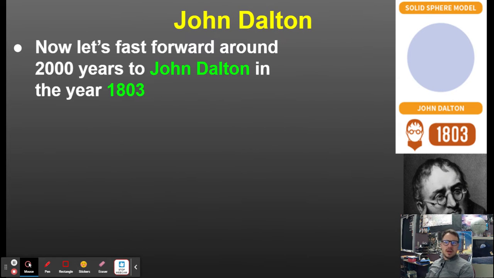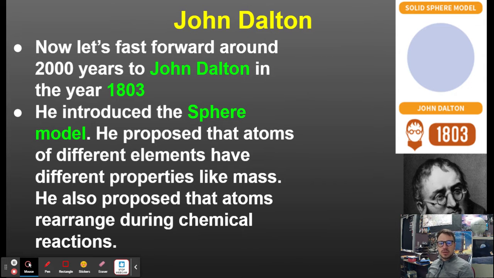All right, so then we fast forward about 2,000 years and we get to John Dalton in the year 1803. He introduced the sphere model of the atom. He proposed that atoms of different elements have different properties like mass. He also proposed that atoms rearrange during chemical reactions. So this is kind of a big deal in 1803.